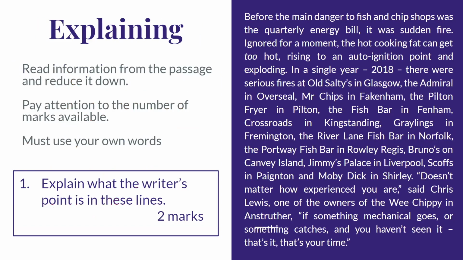Okay, so we've got an explaining question here. It's 2 marks, which is pretty standard. Read information from the passage and you need to reduce it down again, but you're going to pay attention to the number of marks available and you must use your own words. So what is the writer's point in these lines? So that's a pretty normal National 5 question. Explain what the writer's point is in these lines, or what's the writer's argument. So we're looking for 2 things the writer says.